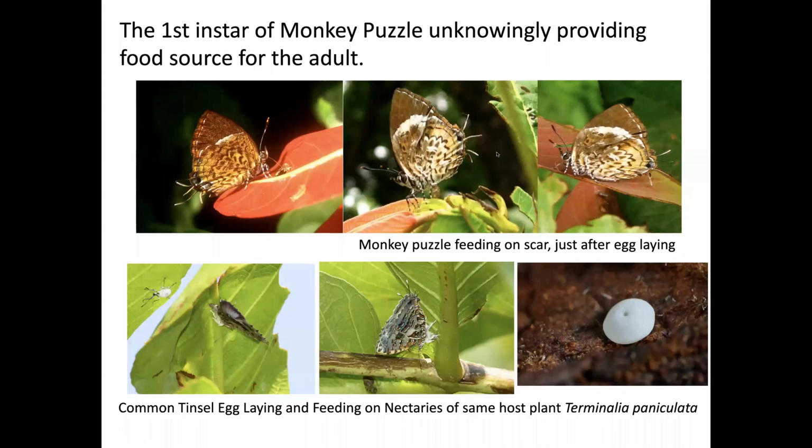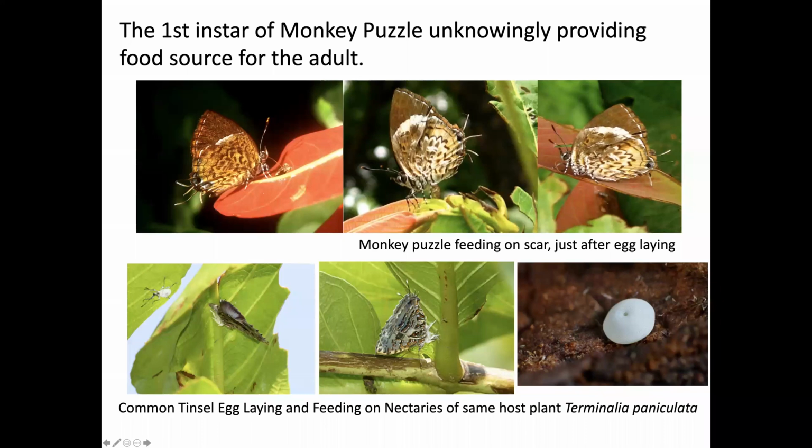Or sometimes they drink from the tree sap. But in this case, what I observed a few years back, here you can see a larva of monkey puzzle unknowingly providing a food source for the adults. It was feeding here on the left side. You can see the plant called Ixora brachiata, which is quite common in the deciduous forest, and it is also called white Ixora. And here you can see the larva of monkey puzzle feeding, and later on the adult butterfly, just after laying her eggs, feeding on the scars left behind by the larva itself. So this is again an interesting behavior.